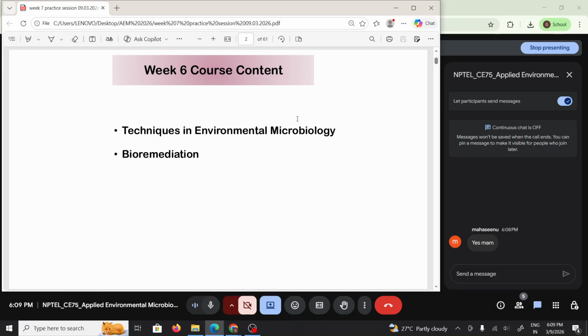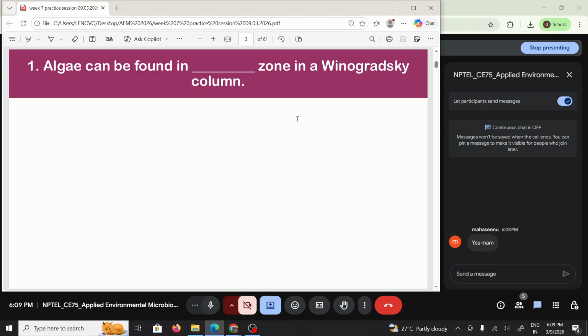So in this week's session we'll see some more techniques in environmental microbiology and some concepts about bioremediation. As in the previous weeks, we'll solve some questions, and then from that we'll discuss what the concept is about, as we have done for all the previous weeks. So the first question for today is, algae can be found in dash zone in a Vinogradsky column.